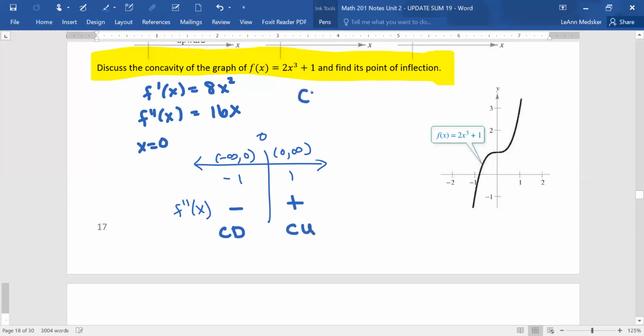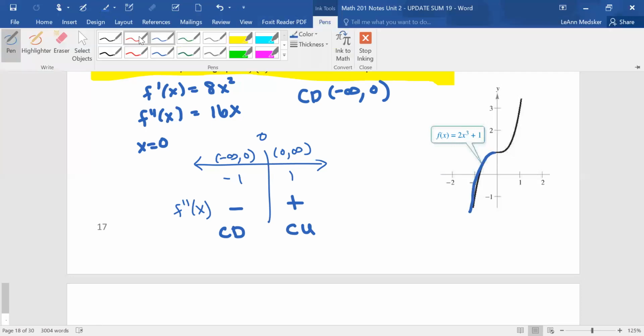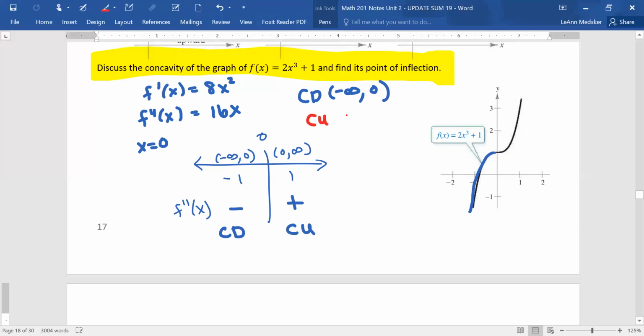So we want to write that it's concave down on negative infinity to 0, which makes sense because that's from this point up to here. That's our concave down bowl. And then our other one is concave up from 0 to infinity. And notice the bowl is going upwards this way. And then the point of inflection happens anytime you change from concave up to concave down and the actual value for x exists on the original function.